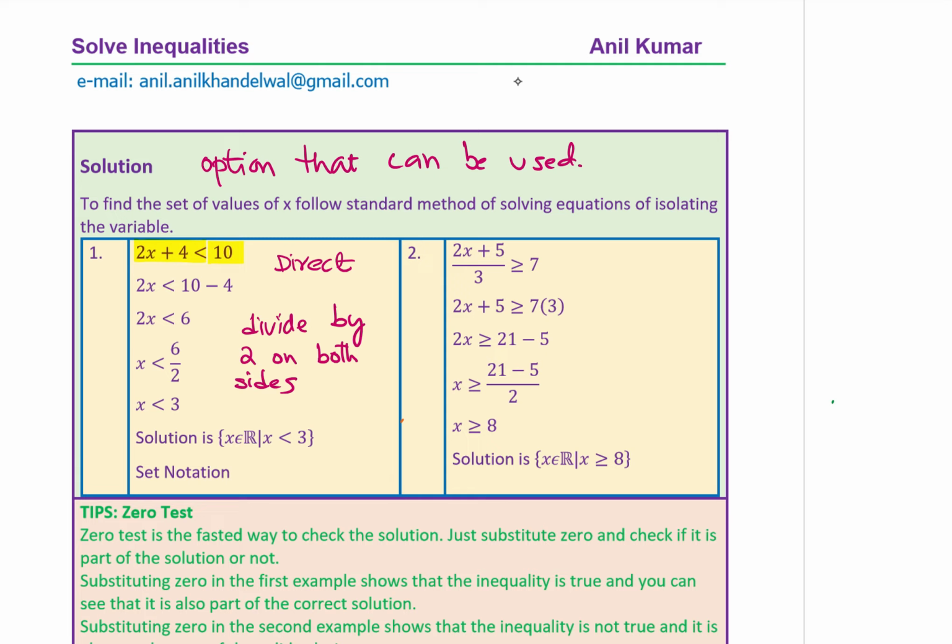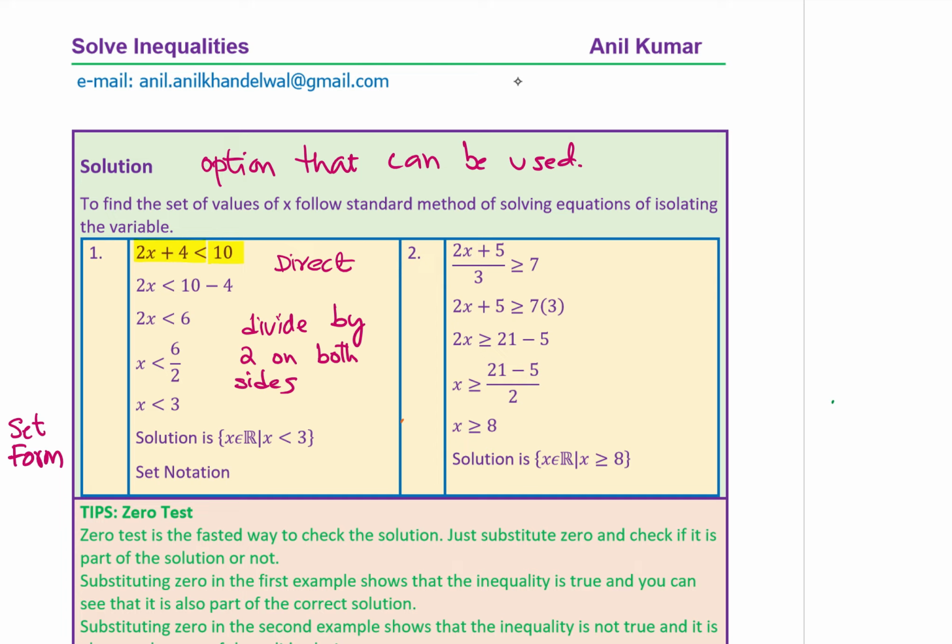Now, x is less than 3. You can provide the solution in many different ways. Here, we have provided the solution in the set form. As you learned, the curly brackets mean a set. So, we are saying a set of numbers where x belongs to all real numbers such that this is a condition, right? x is less than 3.